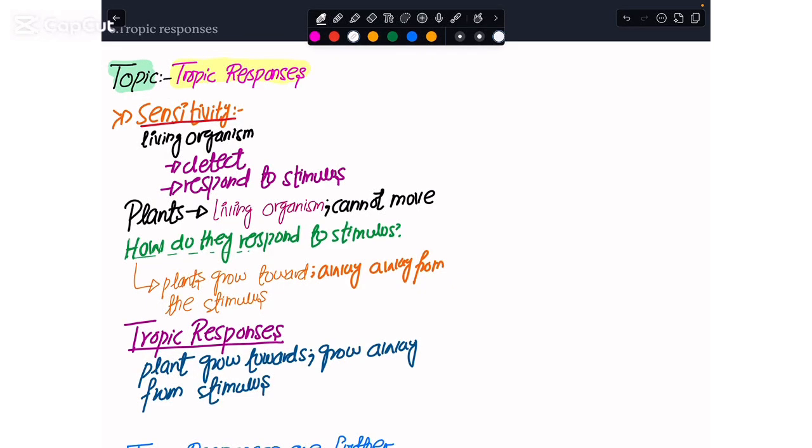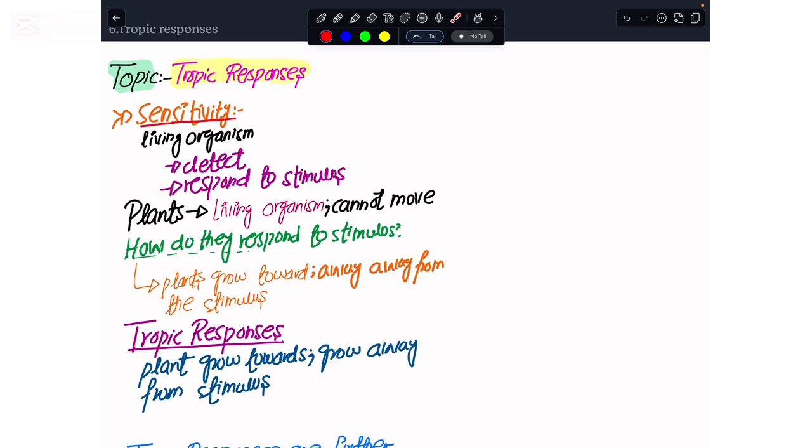Okay class, welcome back to another important lecture. A major concept in the context of plants is entitled tropic responses. If we recall the characteristics of living organisms, we have sensitivity in them. By sensitivity, we mean that living organisms not only detect a change in the environment, but also respond to that change, or to the stimulus to which they are exposed.